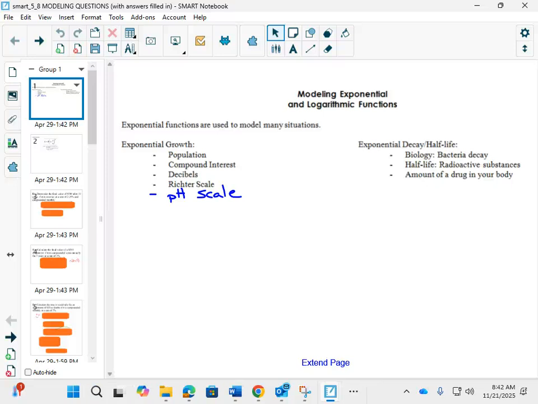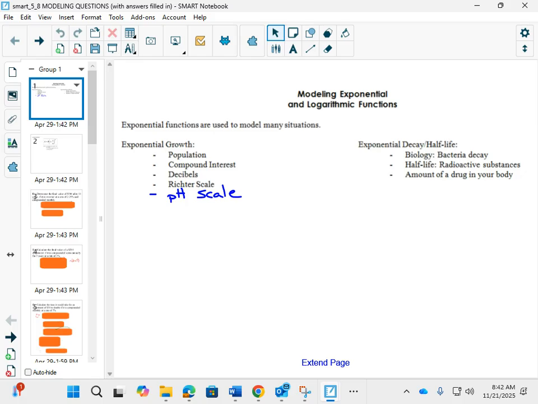We're going to do some additional notes on top of the examples that we're going to do in 5.8. So 5.8 will take us maybe 2 days to complete. There are a lot of areas that involve logarithmic and exponential functions.